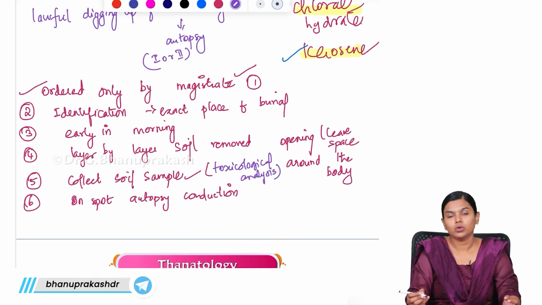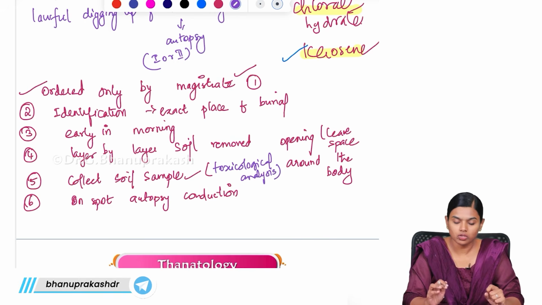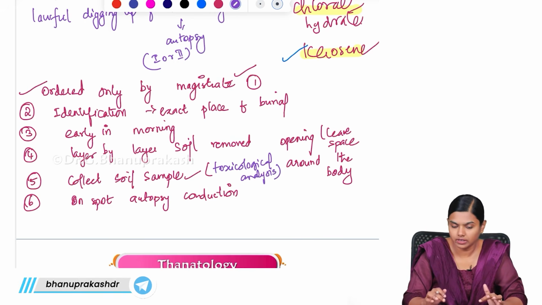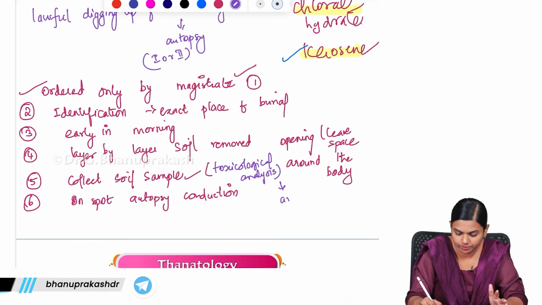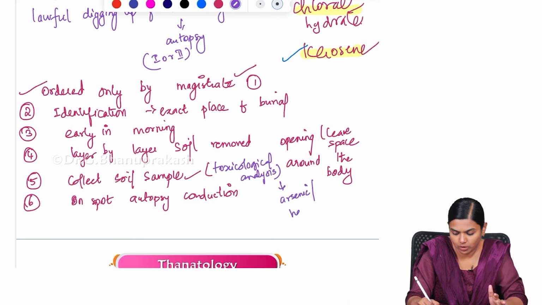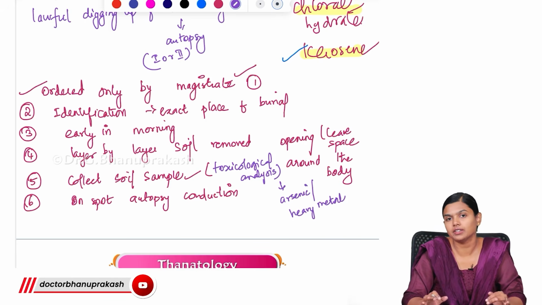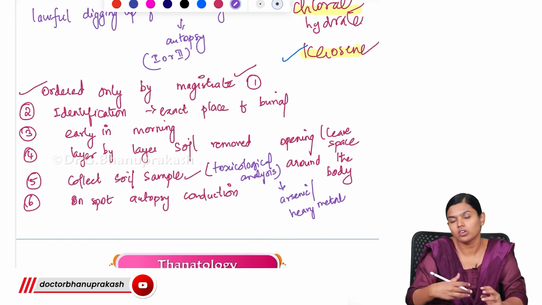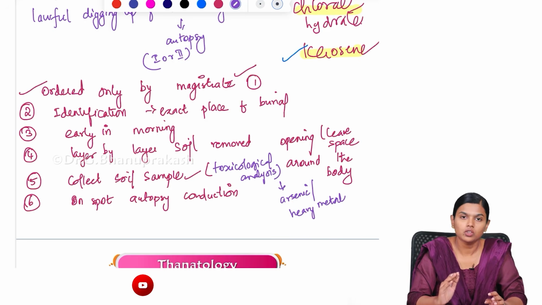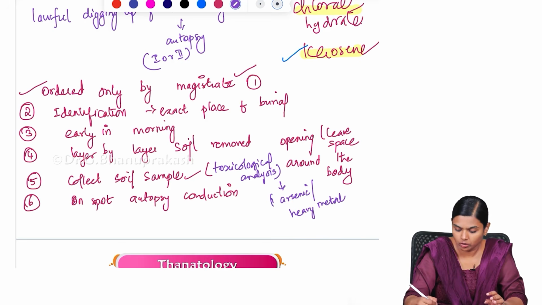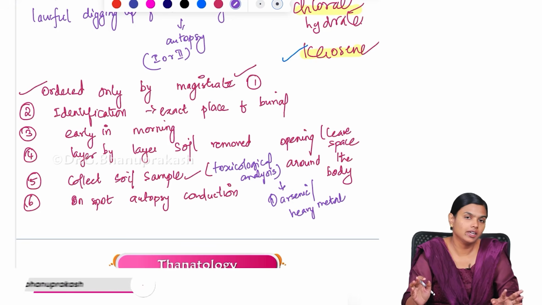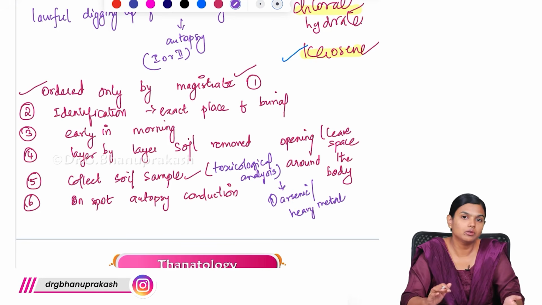So we will take the soil, and the most common thing that deals with this is arsenic poison or some heavy metal poison. The soil will already have some arsenic. Arsenic is present abundantly in the soil. Now, when you undergo a toxicological examination for that body, you will come across some heavy metal. If that heavy metal, for example arsenic, is present there, you might think that the death was due to arsenic poisoning.